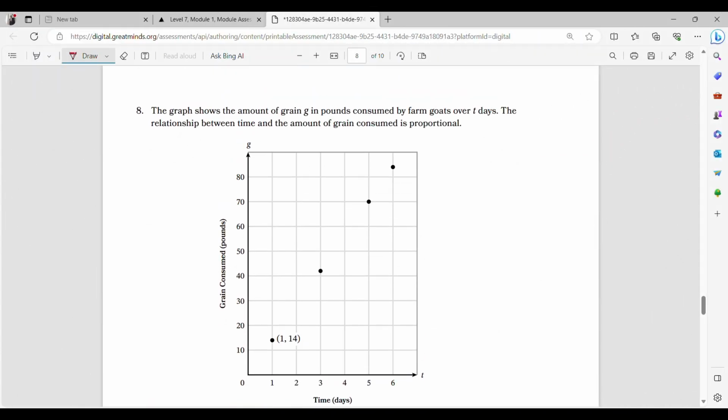Alright, the graph shows the amount of grain, G, in pounds consumed by farm goats over T days. The relationship between time and the amount of grain consumed is proportional. Again, they're already telling us that it's proportional. We don't have to figure that out.